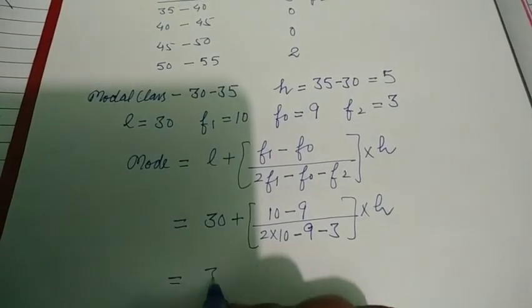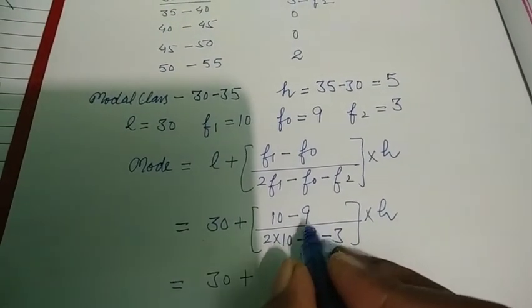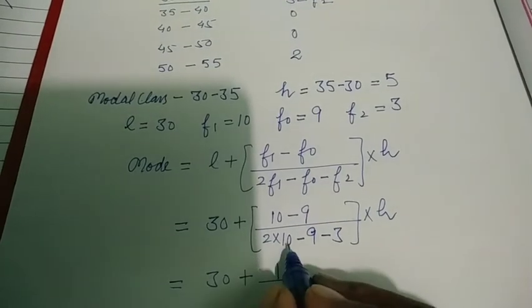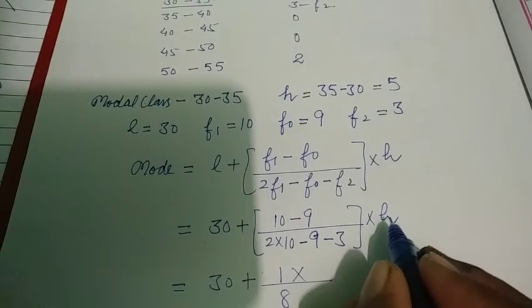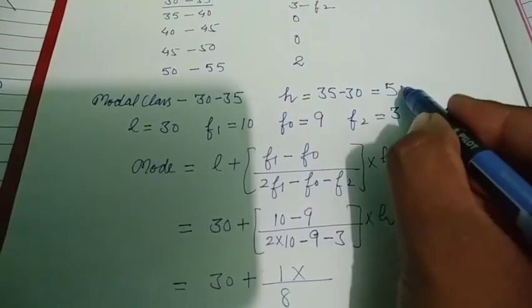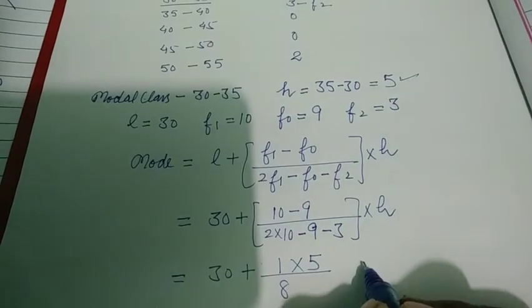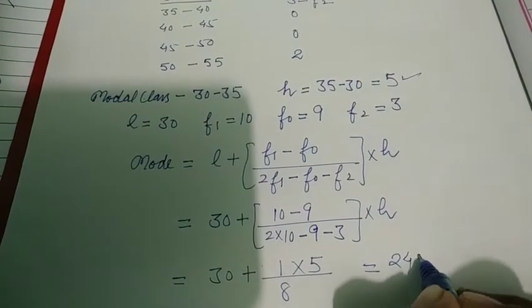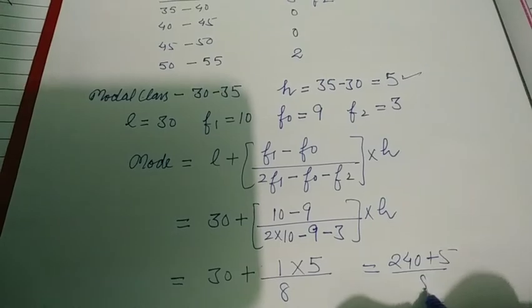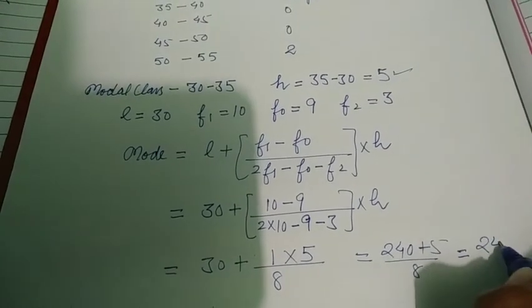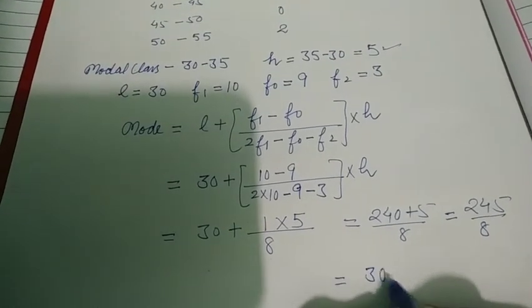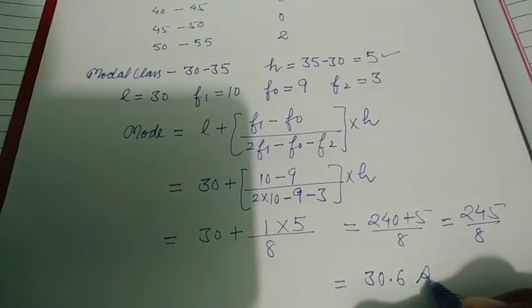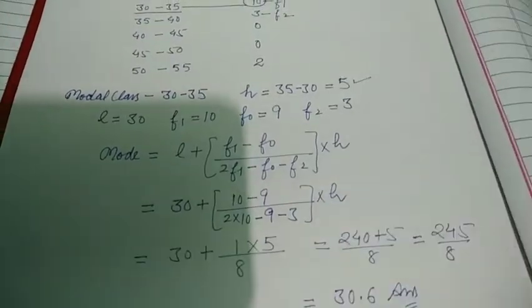Okay, so further, 30 plus 10 minus 9, that is 1, upon 2 into 10, 20, 20 minus 9, 11, 11 minus 3, 8. Okay, into h, what was h? h is 5. So when I further solve this, it is 240 plus 5 upon 8, which is further equal to 245 upon 8, and when I further divide this, I'll get 30.6. Okay, so this will be the answer. So the mode of this given data is 30.6.